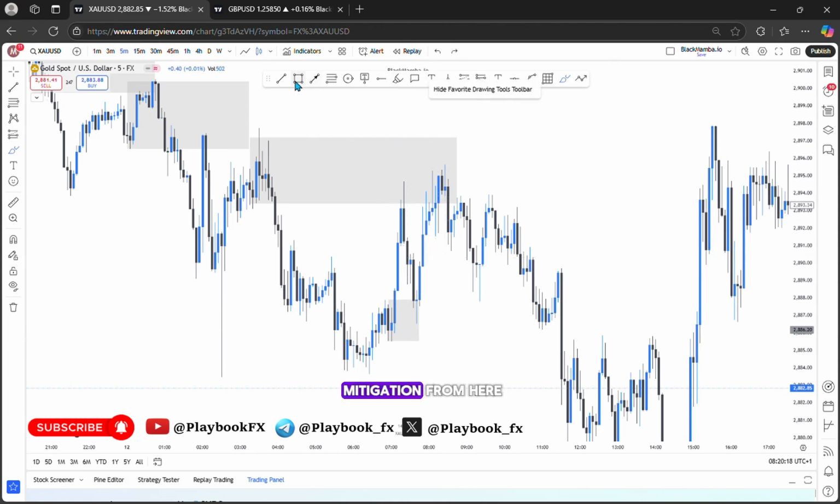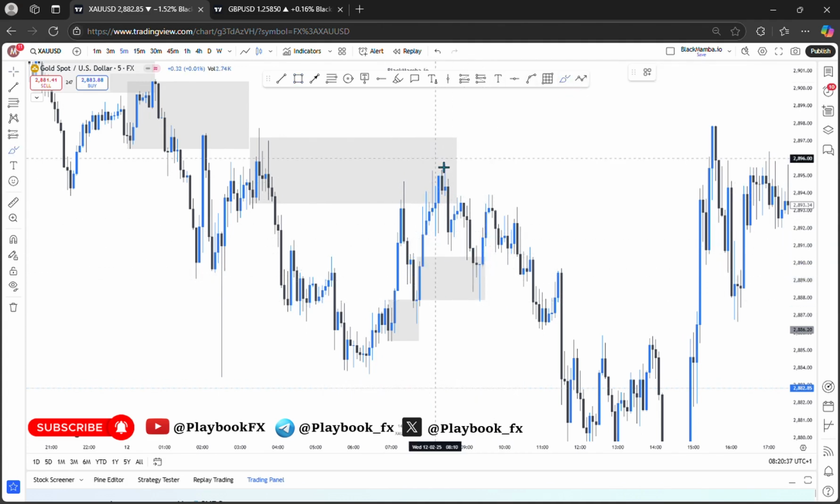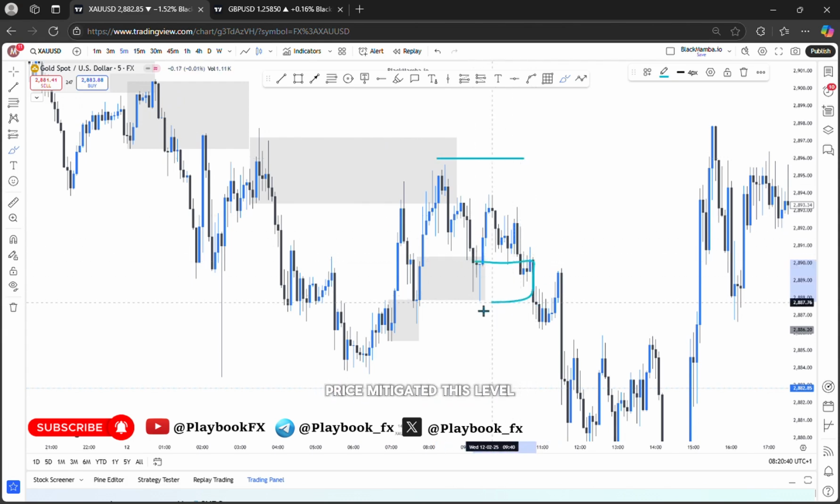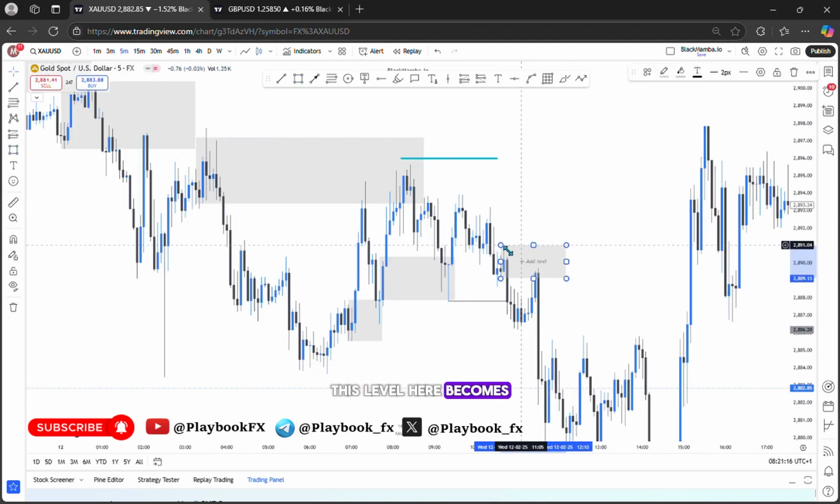If you follow mitigation from here, you see after price touched this level, it pushed to the upside, then came back again and touched this level again. As you can see, this level failed to take out this high, so price only reacted here. Price mitigated this level but could not push to the upside. Now after price mitigated this level and could not take out this high, price failed this demand here. This was the last demand before we had a change of character here. This was the last demand, and the reaction price left from this level becomes the flip zone.